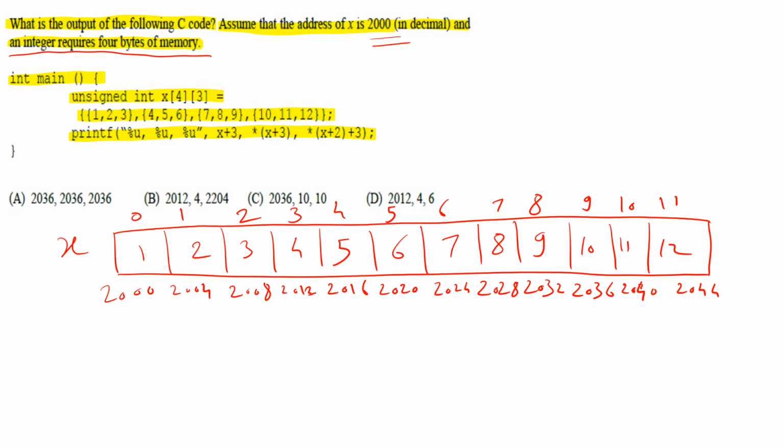Now in memory this is one-dimensional, but for us it is a two-dimensional array of 4 rows and 3 columns. So how many rows do we have? We have 4 rows. So we want to divide these 12 elements into 4 equal compartments. There are total 12 elements and I wish to have 4 compartments, so each compartment will have 3 elements.